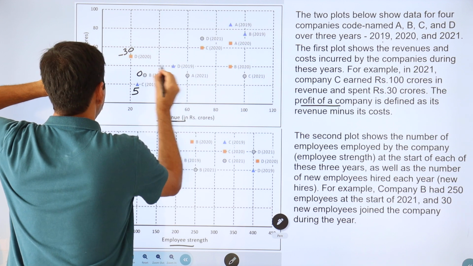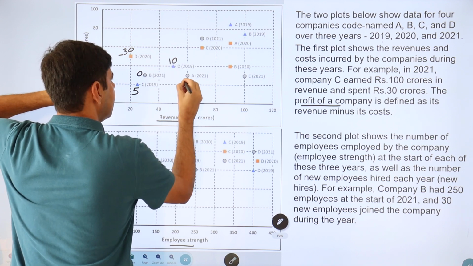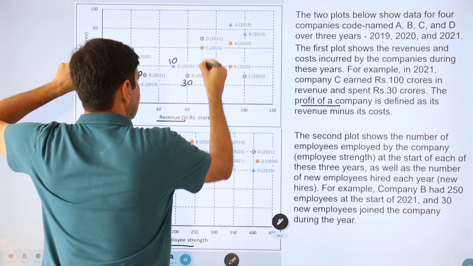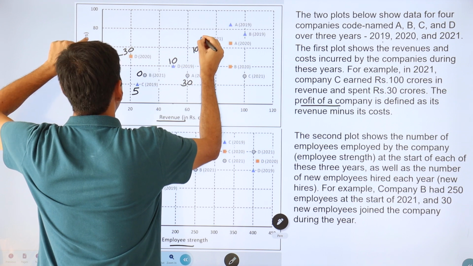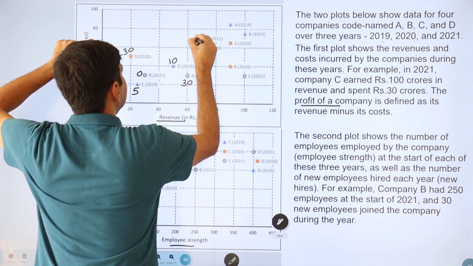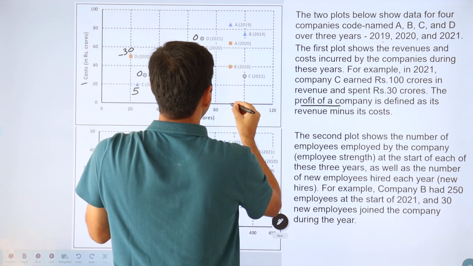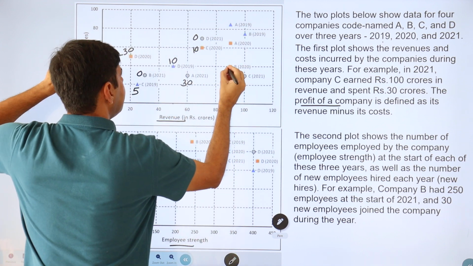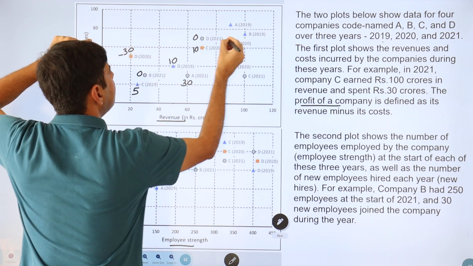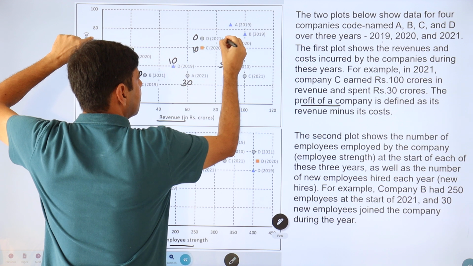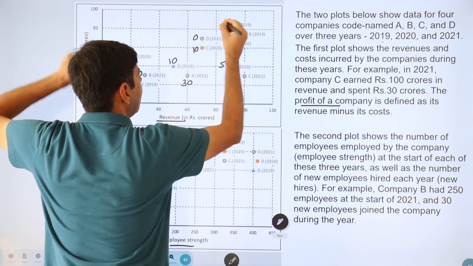This is 50 minus 40. That's a 10. 60 minus 30, this is a 30. Both of them are at 70. 70 minus 60 is 10. 70 minus 70 is 0. All these 3 I'll take it as 90. 90 minus 40 is a 50. 90 minus 65 is a 25. 90 minus 85 is a 5.